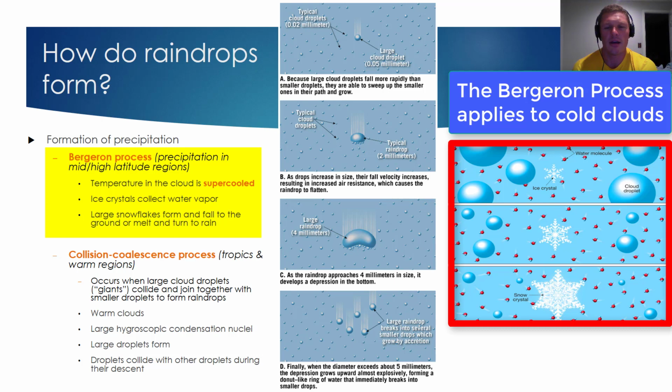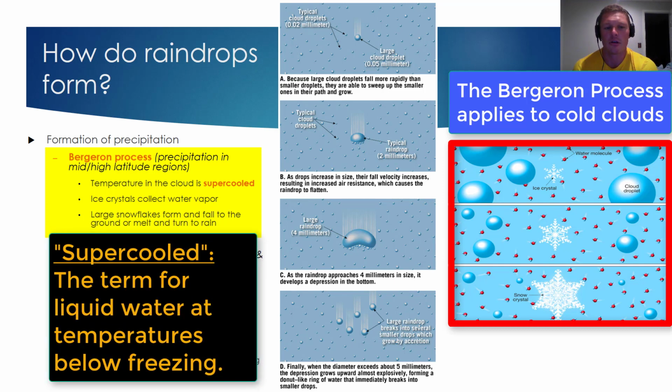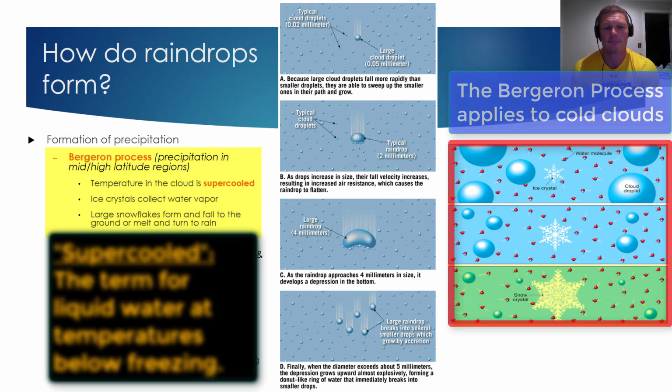Even on a very warm day, we might not realize that at the very top of a cloud it can be below freezing. The Bergeron process basically says that the temperature in the cloud is supercooled, and tiny ice crystals will collect and accumulate water vapor. As the little ice crystals collect more and more water vapor, they will become large snowflakes, and when they get large enough, they'll begin to fall towards Earth's surface.